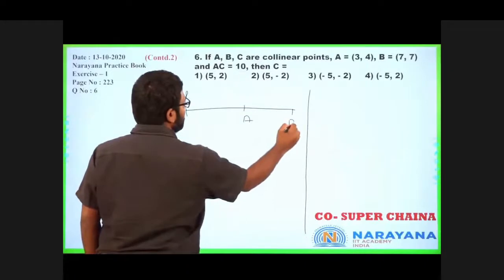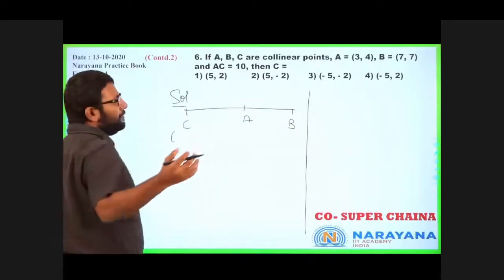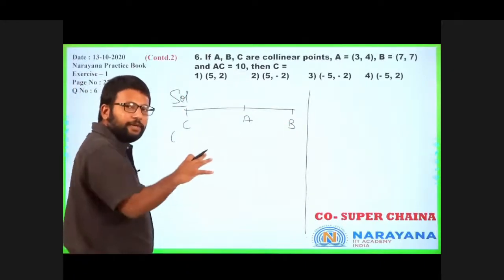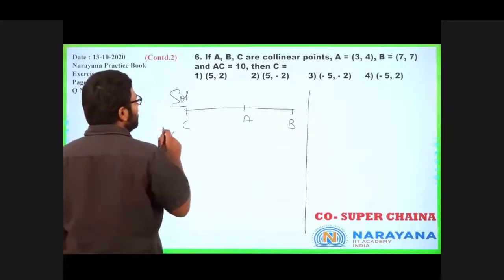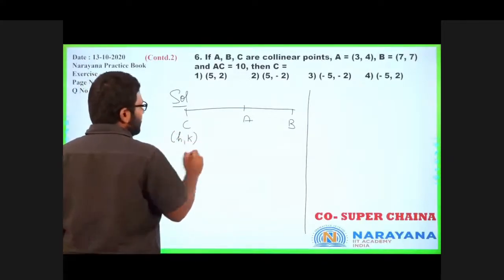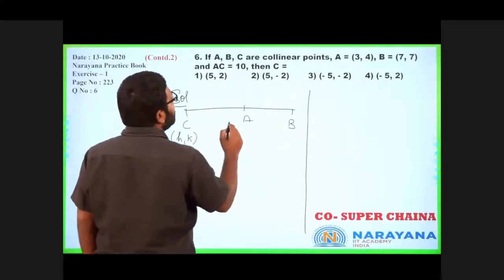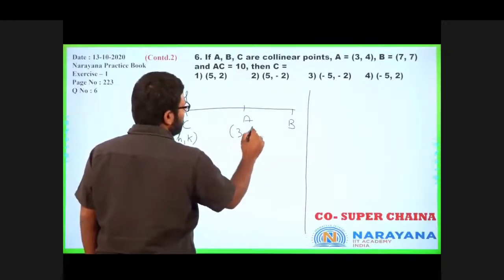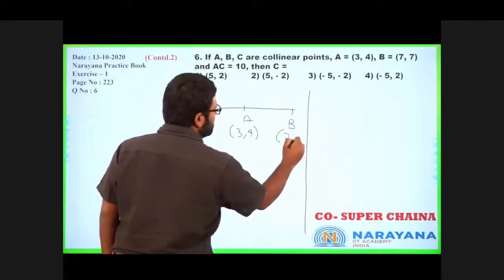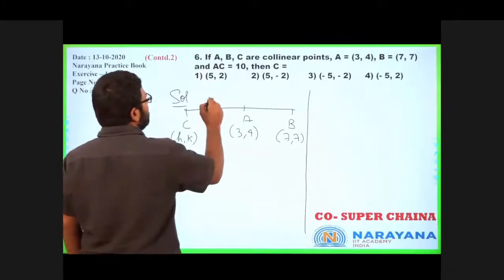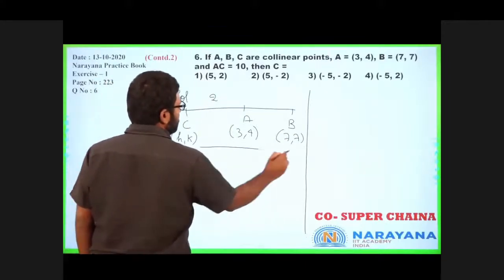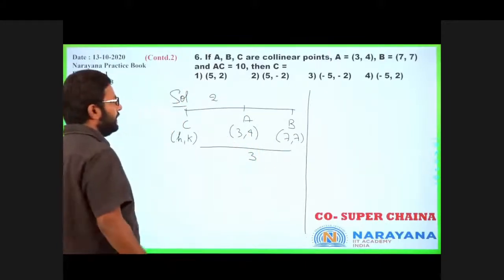Like I said, in section formula it is generally very useful to put all the information in the diagram itself. It is very helpful while writing the equations. So C is h comma k, A is 3 comma 4, B is 7 comma 7, and this is 2, this is 3. Alright.